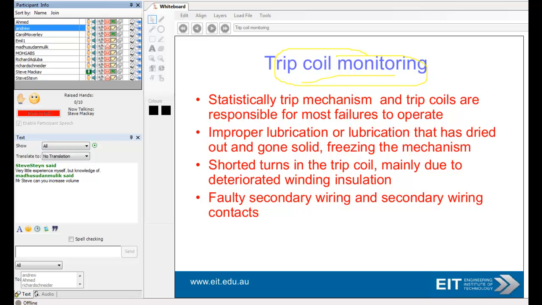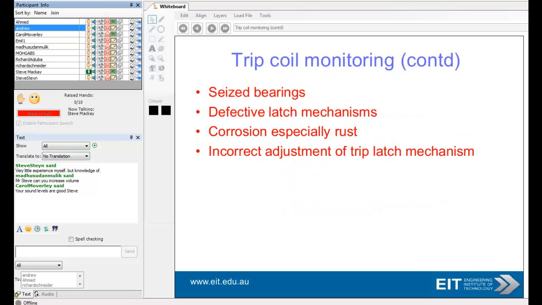Obviously, trip coil monitoring is very important. This is probably one of the greatest possibilities of a failure, when your trip mechanism and trip coils fail, often due to, believe it or not, improper lubrication. You can actually see it happen sometimes in an Arctic environment, very cold, or worse is just the oil's old. So you can get shorted turns in the trip coil, mainly due to deteriorating winding insulation and obviously faulty secondary wiring. So those are things that you need to check.